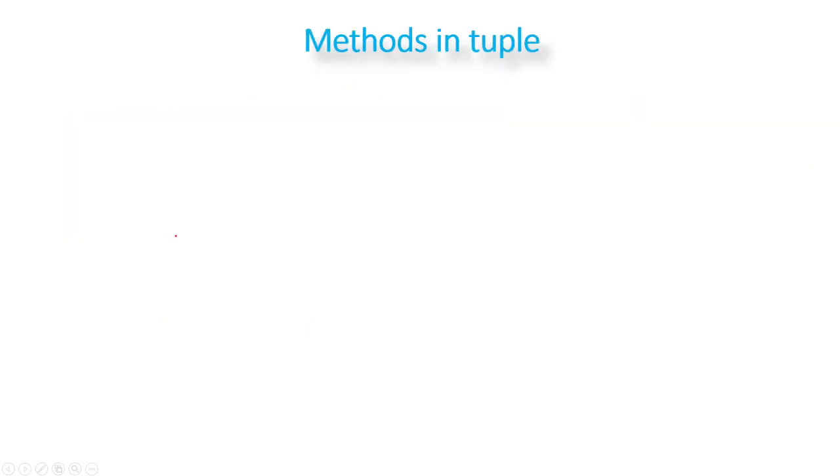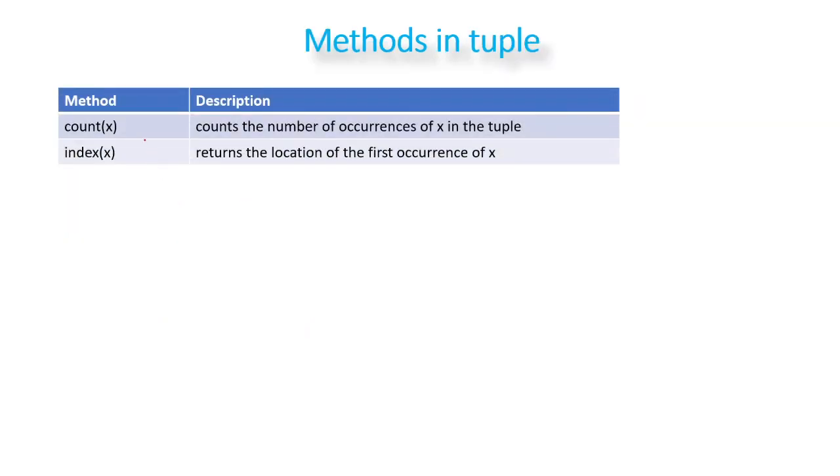Okay, now what are the methods that are provided in tuple? These are the methods that are provided in tuple: count and index. Count the number of occurrences of x in the tuple. So suppose you have a tuple where it is called A, then it is called B, then it is called A. If we do count of A, it will return 2, the number of times a particular element has been repeated in this particular tuple.